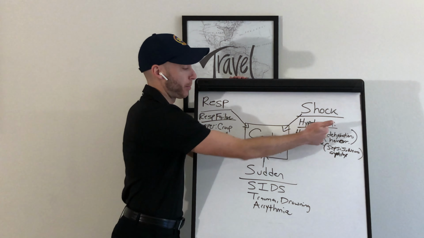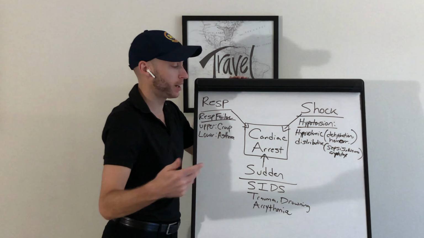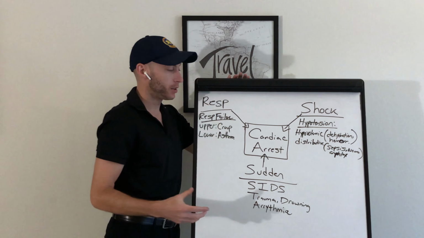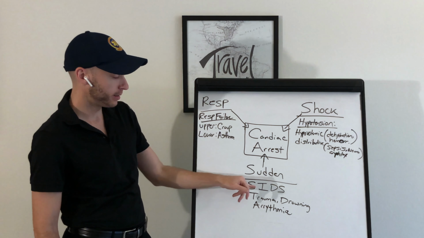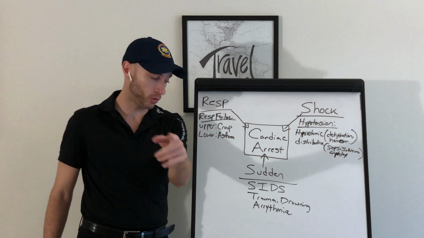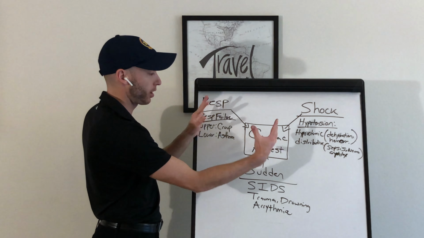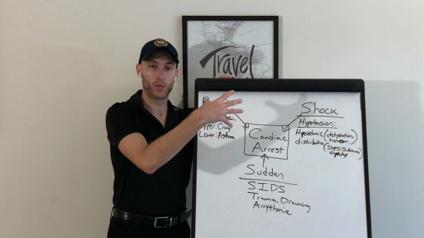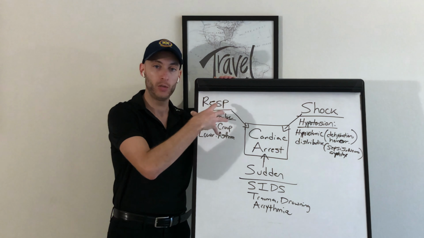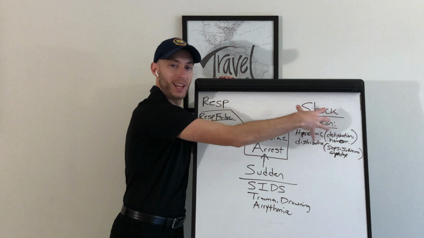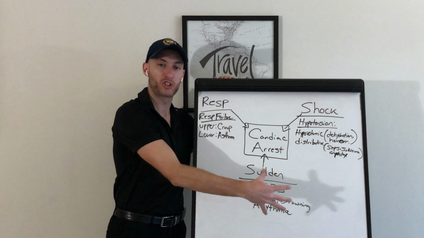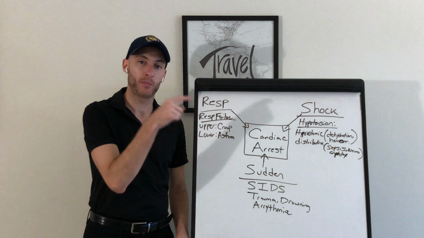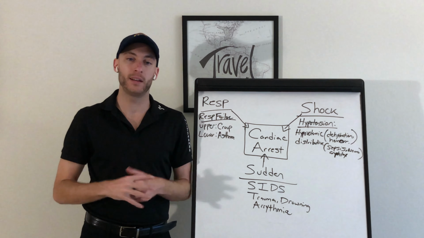Shock. Gives you hypotension. Hypovolemic, dehydration, hemorrhage, distributive shock, sepsis, neurogenic, anaphylactic. These are the most common causes. Sudden, SIDS, trauma, drowning in children, and arrhythmia, all leading to cardiac arrest. If we see these, we gotta catch them early. Think respiratory acute, think dehydration illness, think sudden issue. Life-changing event can lead here. We gotta solve them before they get here, and that is PALS.